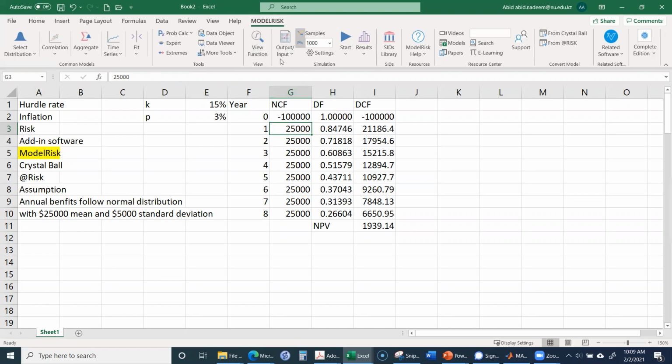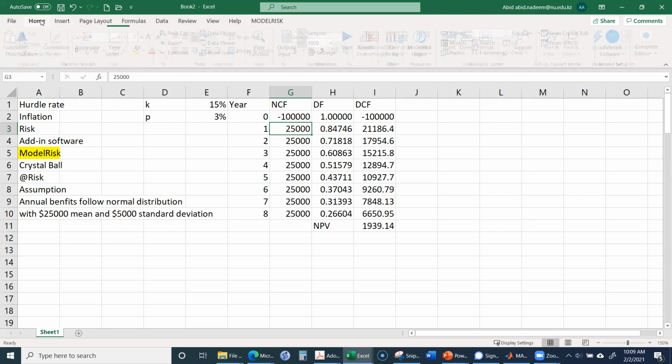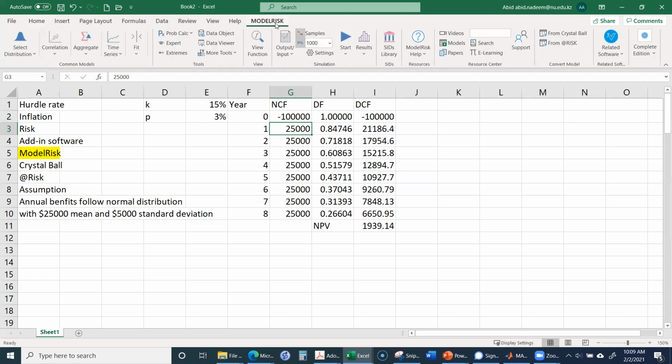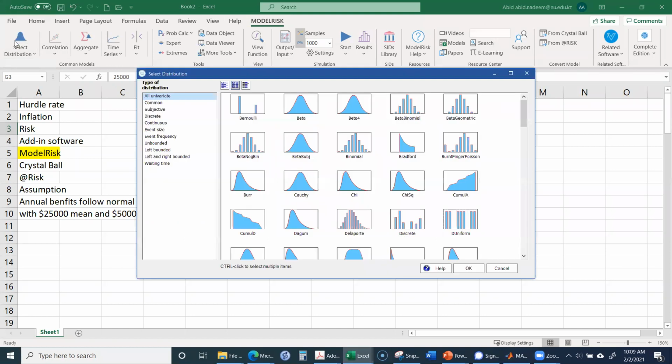Okay, so in this case I will click this ModelRisk. As you can see, can you see ModelRisk on the screen? Yes. Okay. This is a very simple illustration. This ModelRisk software offers many more things which I don't have time to explain over here, but I will just give you a very simple demonstration. So ModelRisk, and then I will select the distribution.